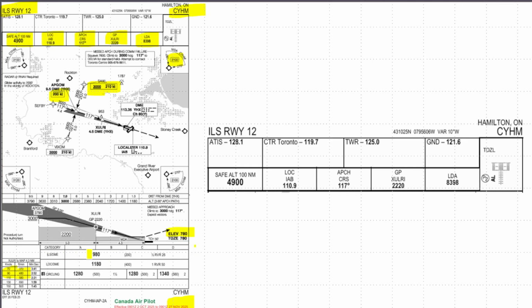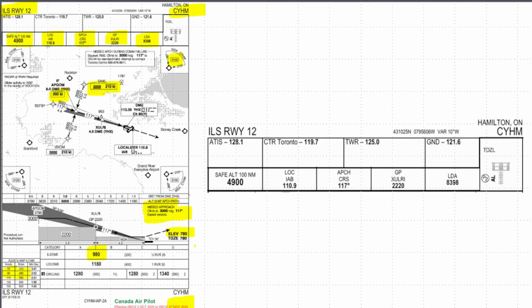And then our ILS minimums for today are 980. So our 100 feet above minimums call will be at 1080. And once we've reached minimums and the runway is in sight, we'll continue. If runway is not in sight, we'll conduct the missed approach. And in that case, our missed approach is climb to 3,000, heading 117, expect vectors.